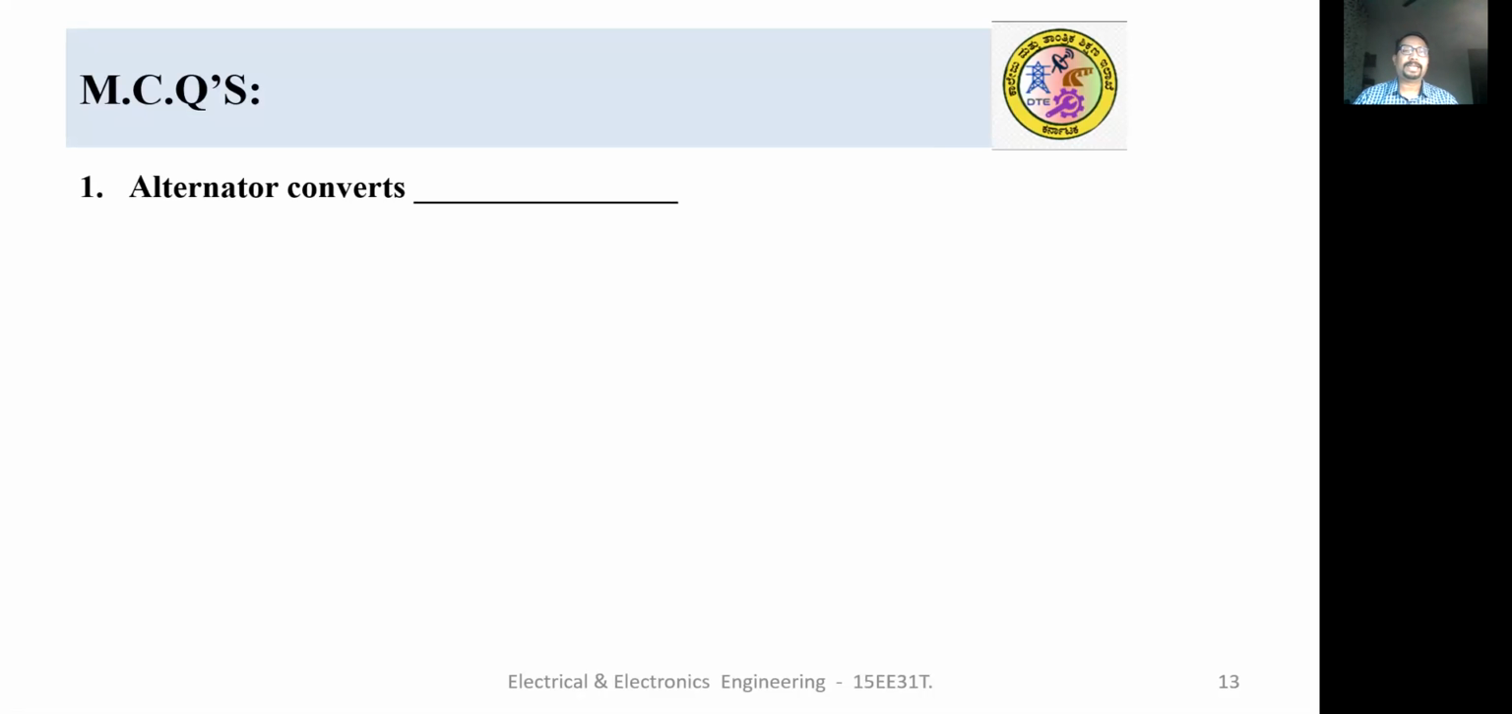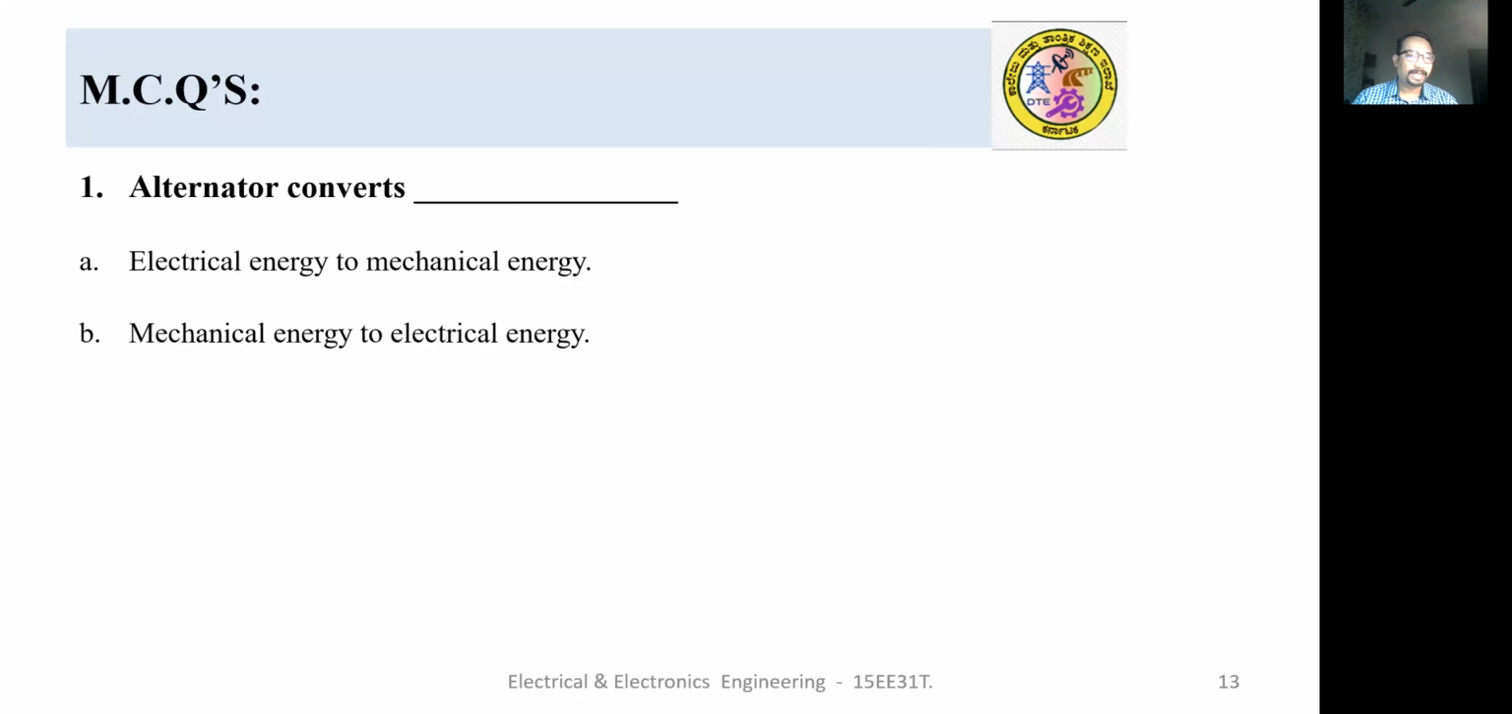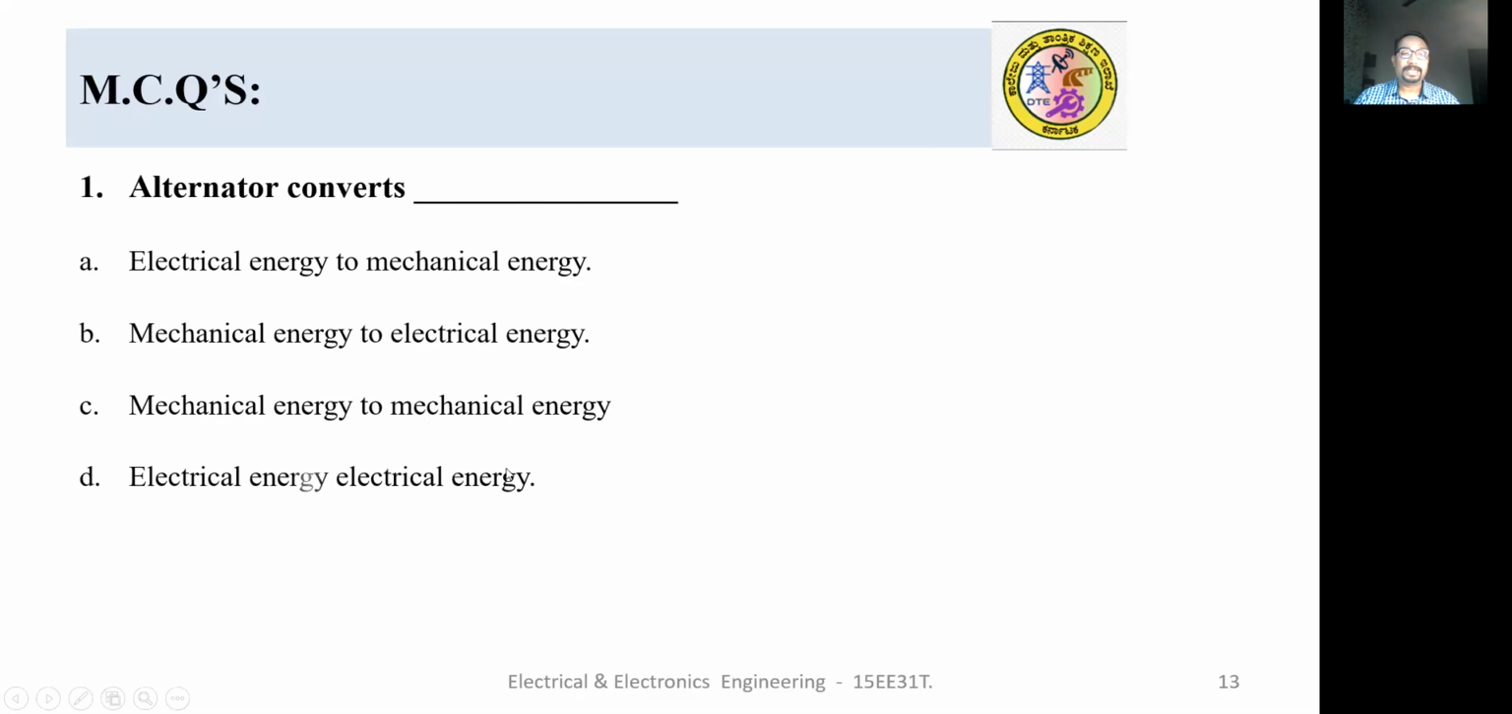The first one is: alternator converts. What are the options? Electrical energy into mechanical energy. Second option is mechanical energy into electrical energy. The next one is mechanical energy to mechanical energy. And the last option is electrical energy to electrical energy. So which is the option? As per the definition of an alternator, an alternator converts mechanical energy into electrical energy. So answer B is the right one: mechanical energy to electrical energy. So this is the first multiple choice question.